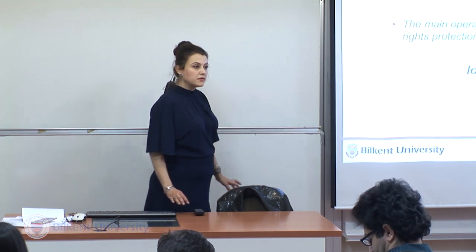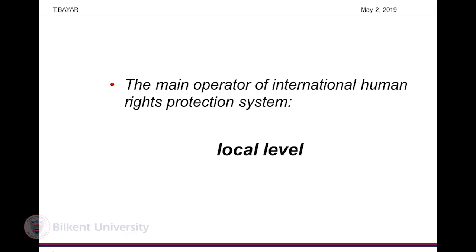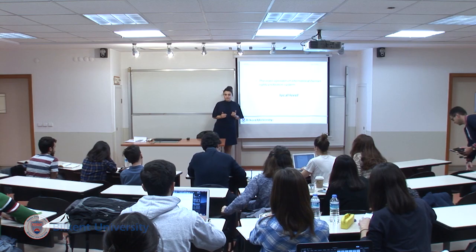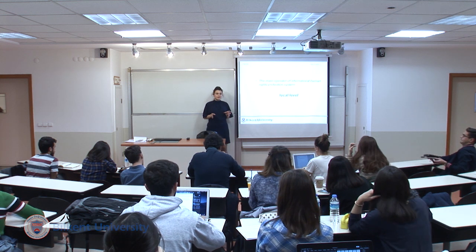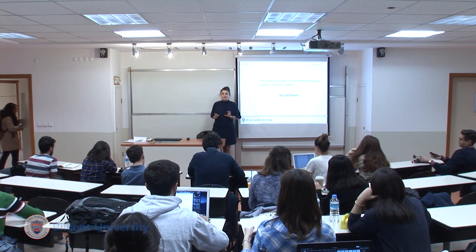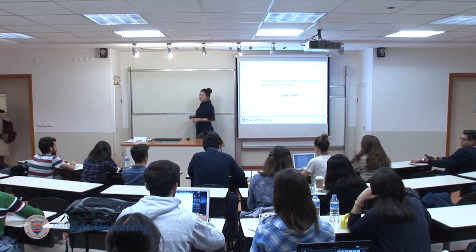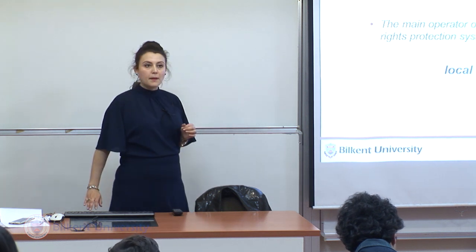Well, actually, the role of international institutions or international organizations is smaller than the role of the local level. So the main protector of human rights, as we have said, is the state. That's true. The state protects human rights majorly, and then the other steps come forth.